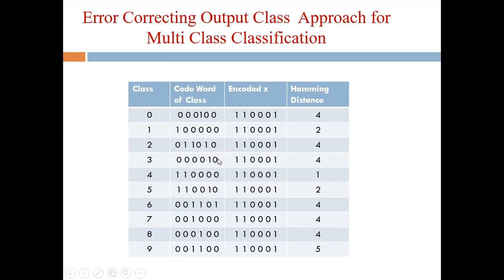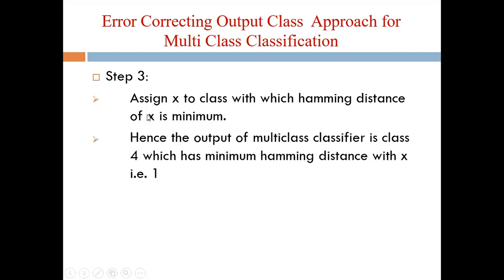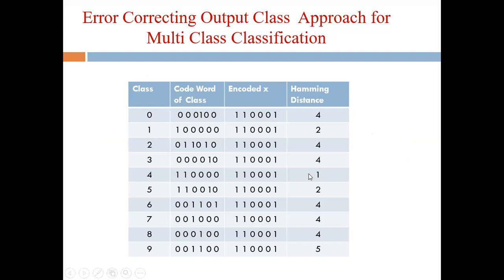In the same way, we will also calculate the Hamming distance between output class 3 and X, output class 2 and X, output class 0 and X. And these are the Hamming distances represented for the test instance X and the corresponding output class. As a part of step 3, we assign X to the class with which the Hamming distance of X is minimum. Hence, the output of the multiclass classifier is class 4, which has the minimum Hamming distance with X, that is 1, which is shown here.